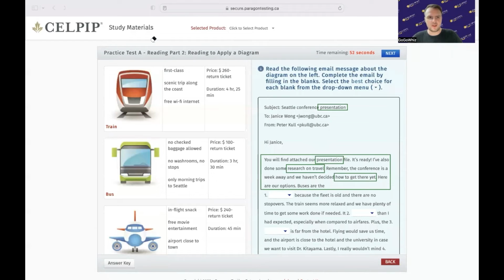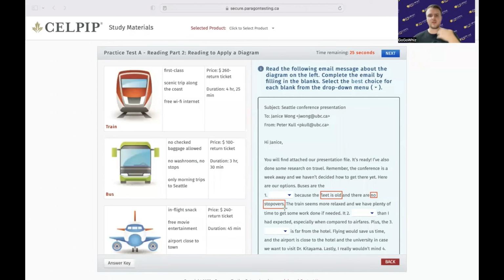With that information, let's tackle number 1. Buses are the blank because the fleet is old and there are no stopovers. Before we even look at the options, one thing I noticed is we have some negative words. The fleet is old, so they're talking about buses being old and having no stopovers. We can already tell that there's a negative feeling about the buses. So I'm just going to label this negative. Now let's take a look at our options and that should make it easier.